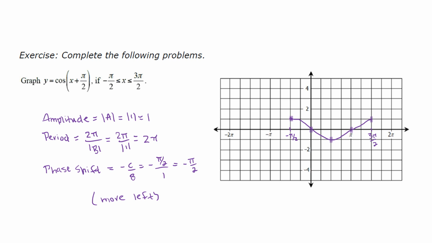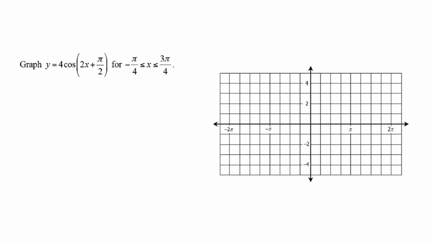Let's do another one. All right, so here we have y equals 4 times cosine of 2x plus pi over 2, and we need to graph between negative pi over 4 and 3 pi over 4. So we know our x-axis goes by pi over 4, so negative pi over 4 would be located right here, and 3 pi over 4 would be located right here. Okay, so let's find some key information. We'll first start with our amplitude.